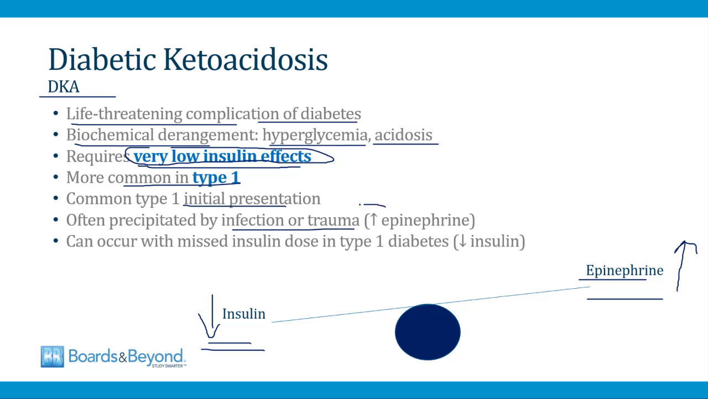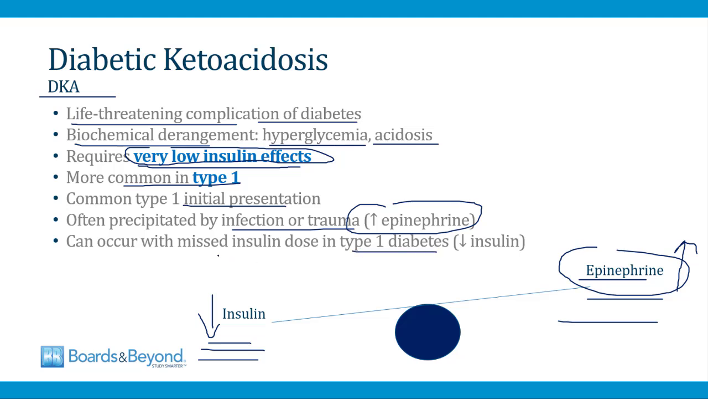That's because these things raise epinephrine levels in the body. And like I said, epinephrine opposes insulin. So if you have a patient with diabetes whose insulin levels are low at baseline, and then they develop an infection or have trauma or surgery, their epinephrine levels can go up, and that can tip them into DKA. You can also develop DKA if a patient has type 1 diabetes and misses insulin doses. This will lead to very low insulin levels, and that can put the body into DKA.